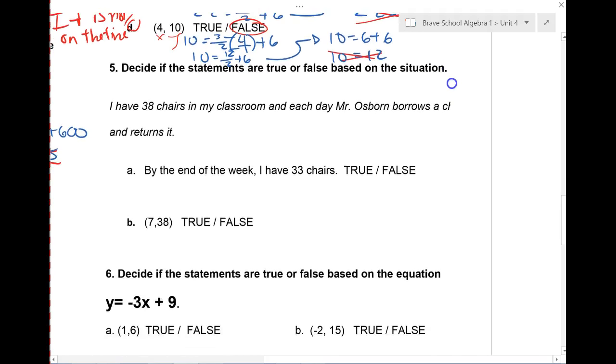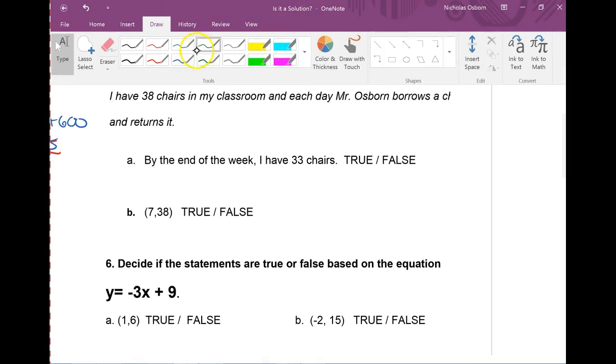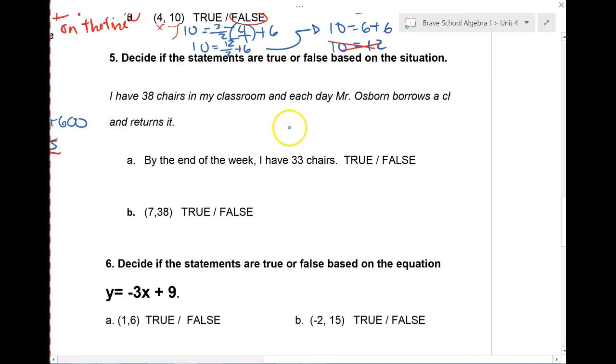Okay, last couple ones here. Again, I want you to go ahead and make the equation this time, not the classroom. Go ahead and make the equation. Pause the video. Okay, so this last word over here, it's actually borrows a chair. It's already on yours, so you don't have to write it in.